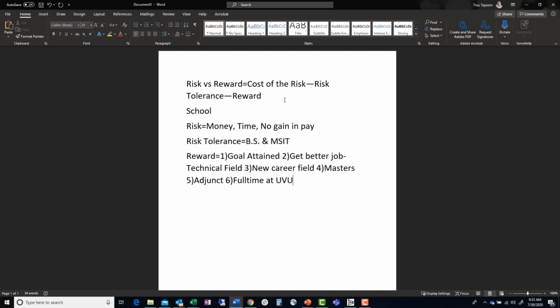Now, as you can see, a lot of times the rewards aren't always readily visible or quantifiable. As you can see from my experience with school, the reward I was looking for was to feel better about myself by attaining a goal and to get a better job or to make more money.